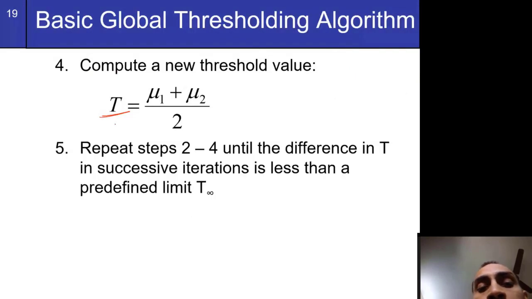So if you compute a new threshold value, it will be a better estimate than your initial estimate, but still it may not be the best. So you repeat the previous three, four steps, and you keep iterating until there is no more difference in t, until you get a particular value of t.